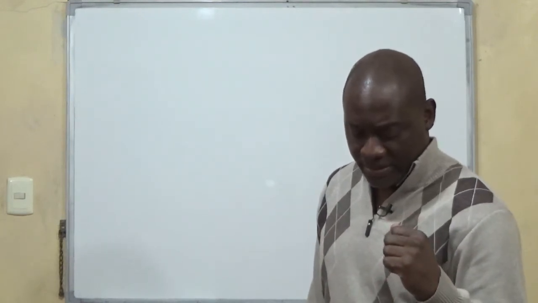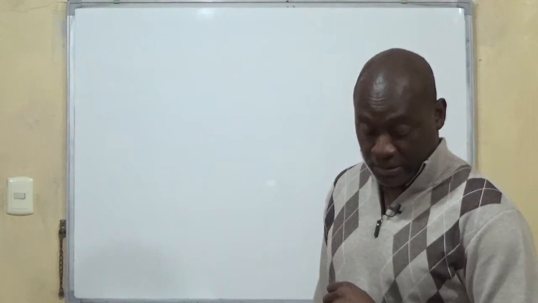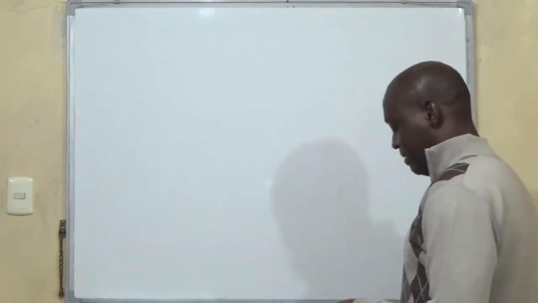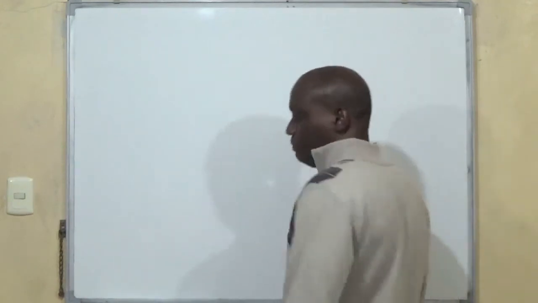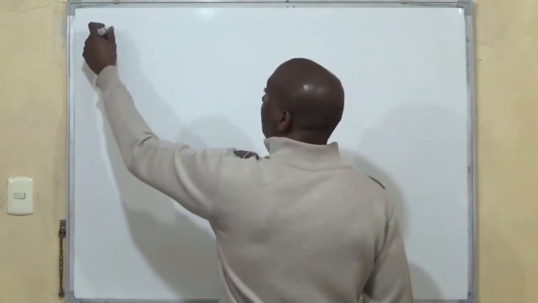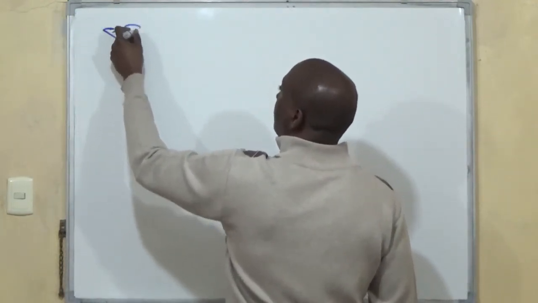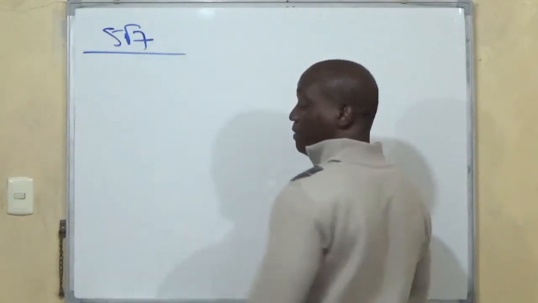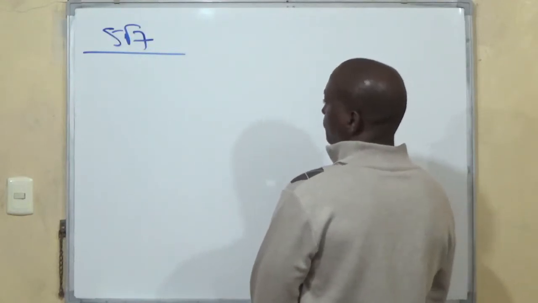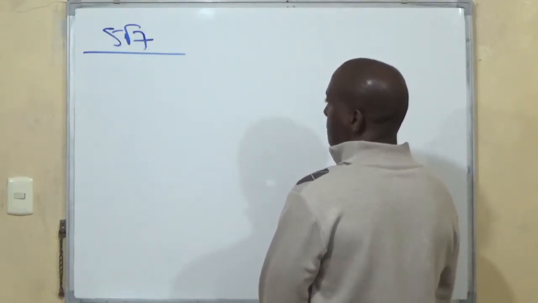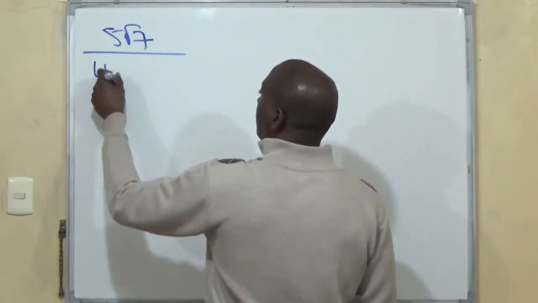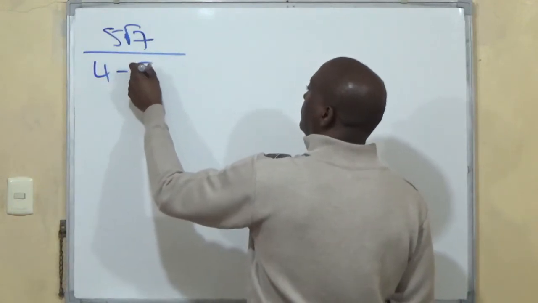Suppose you have a situation where you have, let me give them some kind of random something. Let me say you have 5 root 7 over, let me say, 4 minus root 2.